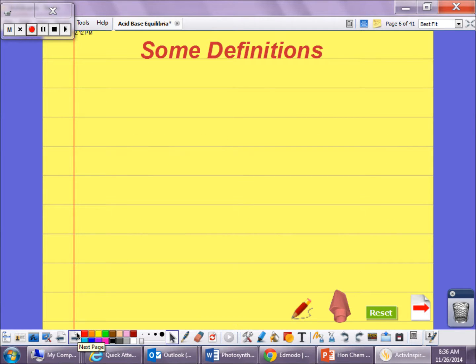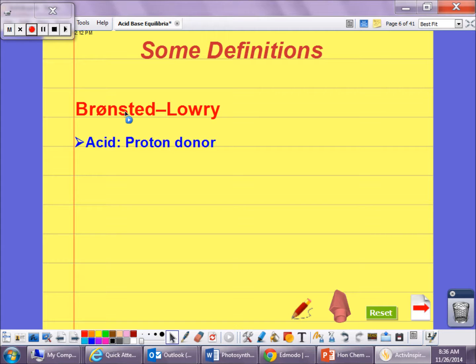The second definition is the Bronsted-Lowry definition of an acid and a base. This is not one person, it is 2 guys who wrote the same paper at the same time. So they give credit to both of them, Bronsted and Lowry. According to Bronsted and Lowry, an acid is just a proton donor. It does not say anything about dissolving in water, it doesn't have anything to do with it. It is less limited. And according to Bronsted-Lowry, a base is a proton acceptor.